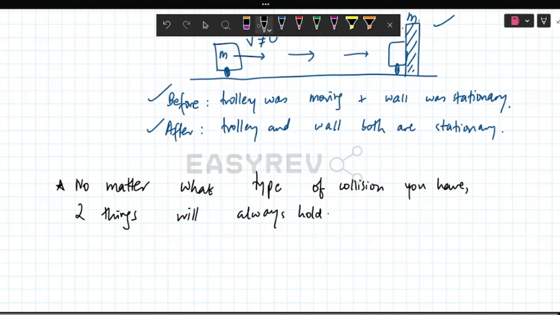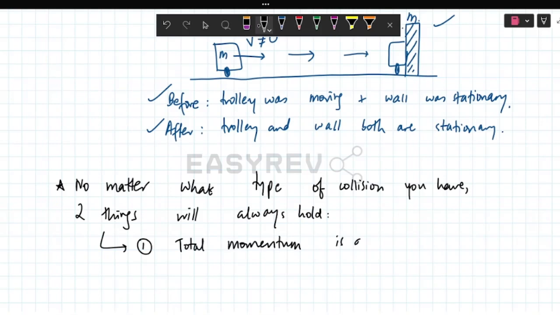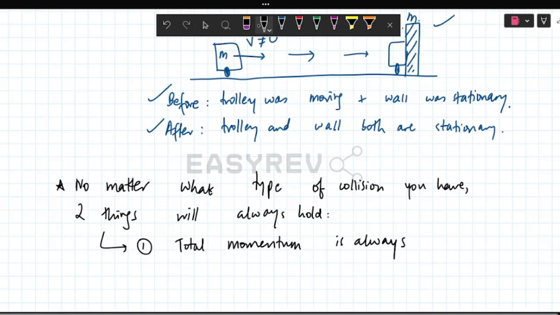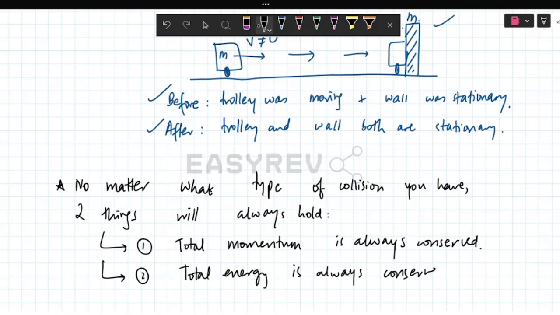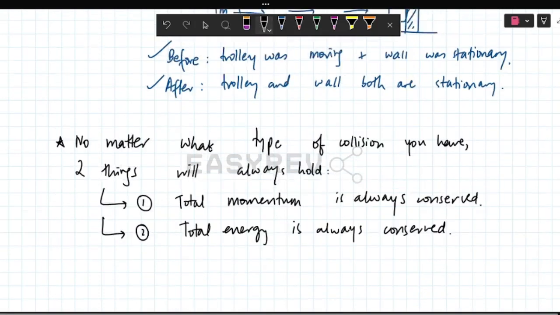Number one, total momentum will always be conserved. And secondly, total energy is always conserved. So we have to be careful in keeping these two facts in mind before we talk about both types of collisions. Right? Alright, so what have we covered so far?